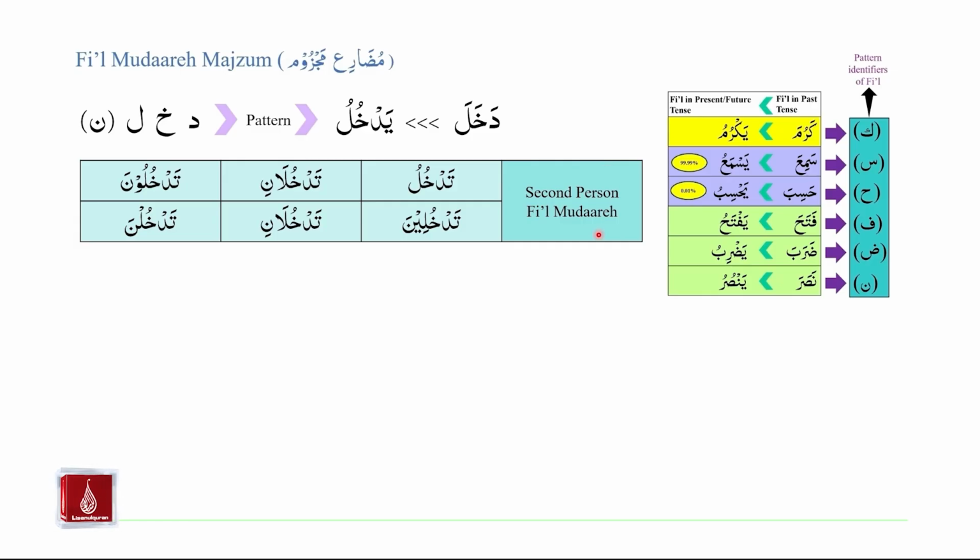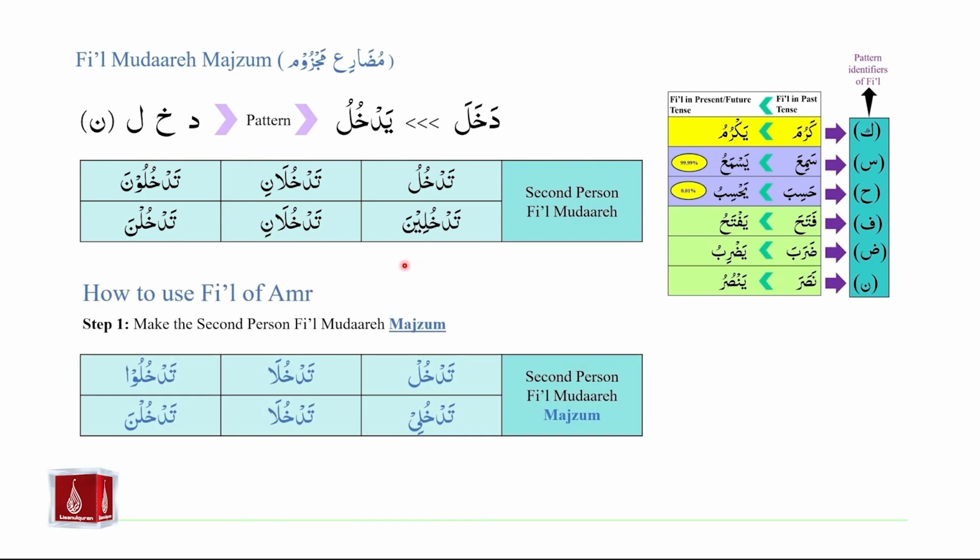So let us review our second person fi'il mudari section of the table. The second person section starts as follows: تدخل تدخلان تدخلون تدخلين تدخلان تدخلن. Please note that these are all examples of fi'il mudari marfu. Now, how do we use fi'il of Amr? We have to follow certain steps.